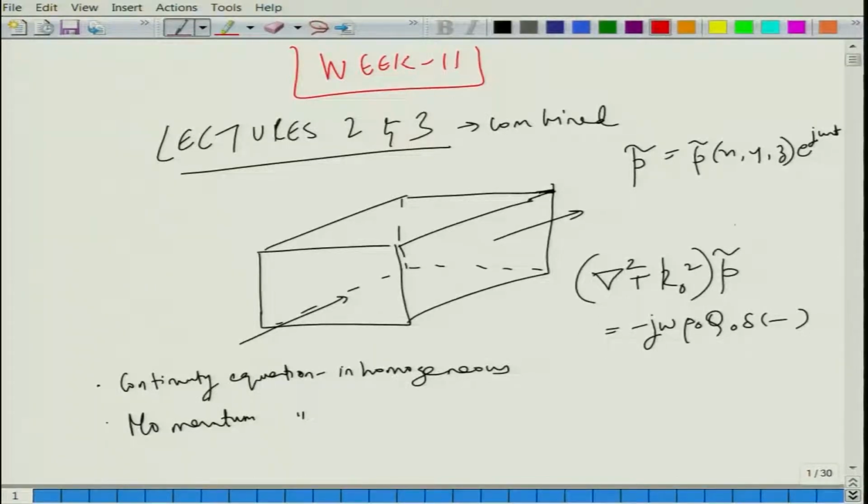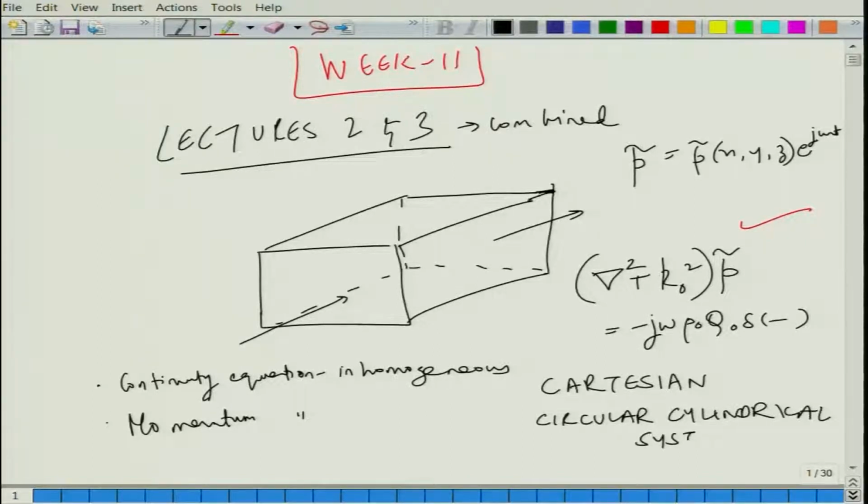So, how do we get to this form for the Cartesian and circular cylindrical system? This is what we are going to study in this class.